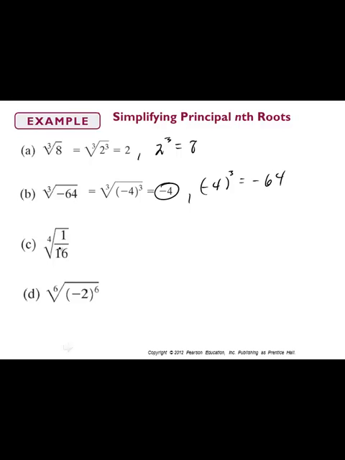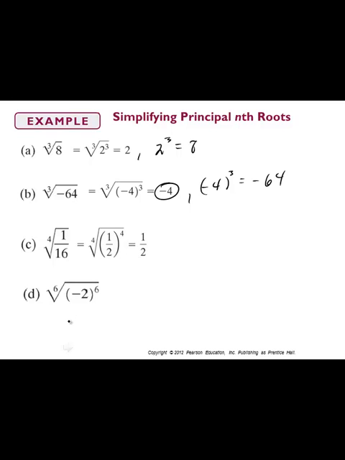The fourth root of 1/16, we're looking for the number whose fourth power is equal to 1/16. So the answer is 1/2, because 1/2 raised to the fourth power is equal to 1/16. So you can see the relationship between roots and powers. They're kind of inverse operations of each other. So fourth roots and fourth powers are inverse functions of each other.